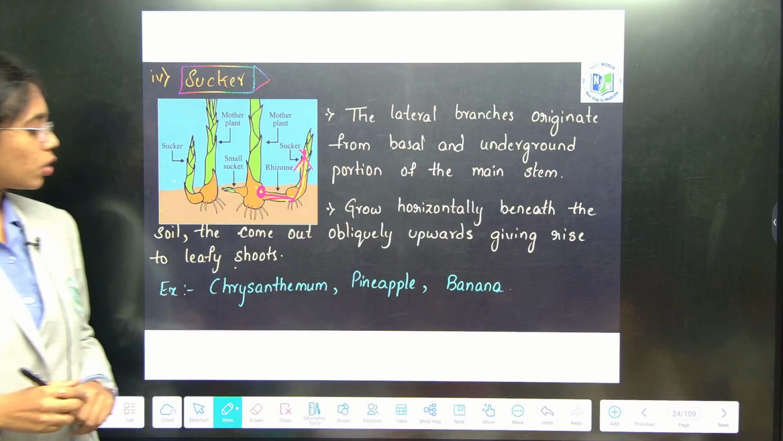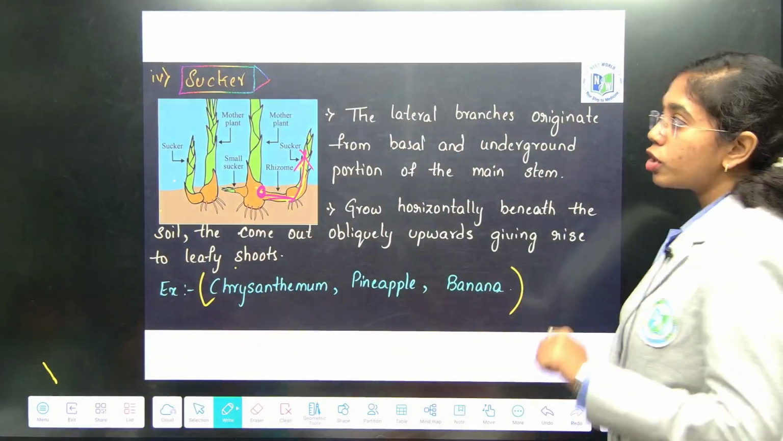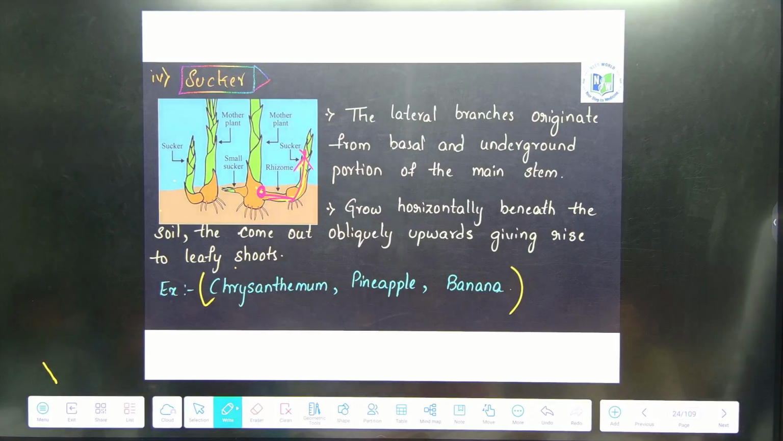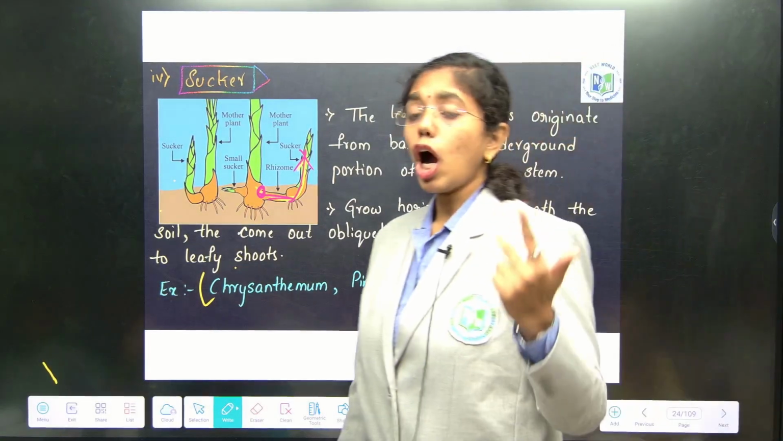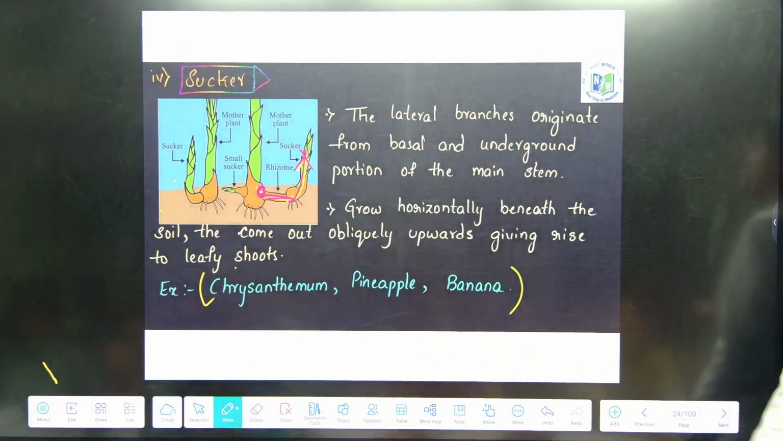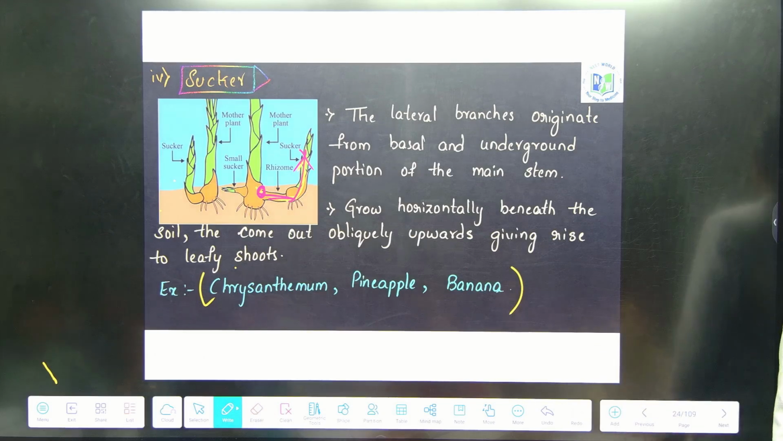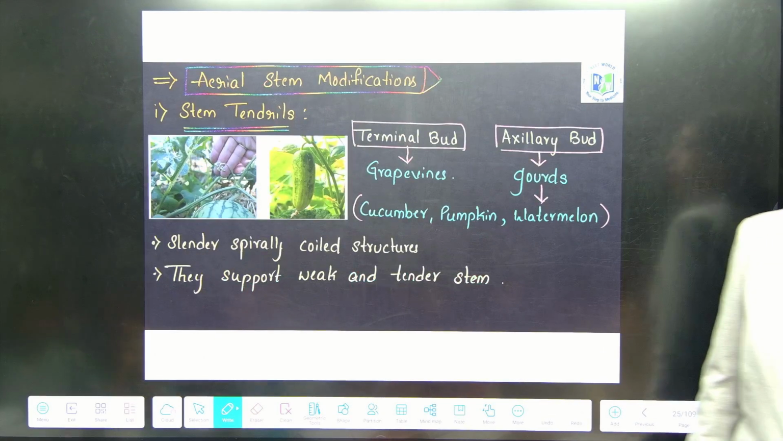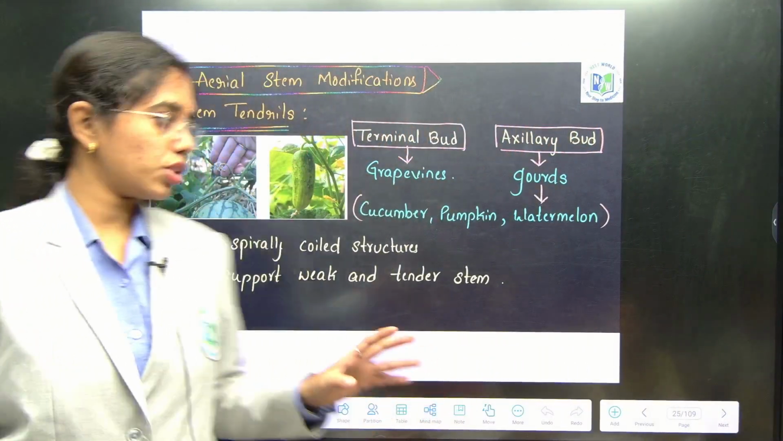Examples include what? Chrysanthemum, pineapple and banana. Stolon examples, Nerium, jasmine. Runner examples, offset examples, sucker examples: chrysanthemum, pineapple, banana. Write with all the subaerial stem modifications. Next, stem tendrils. These are what? Aerial stem modifications.